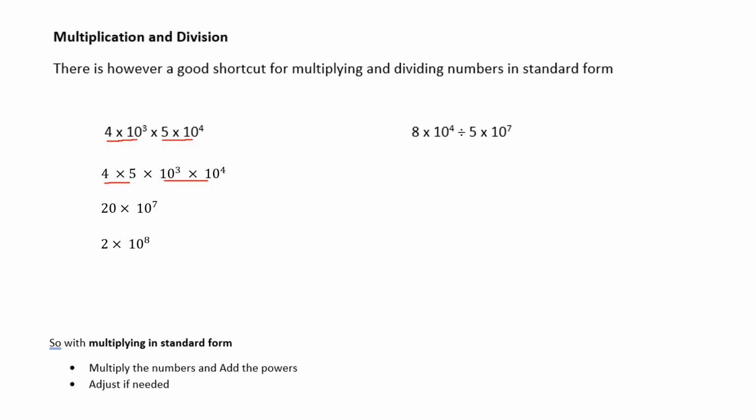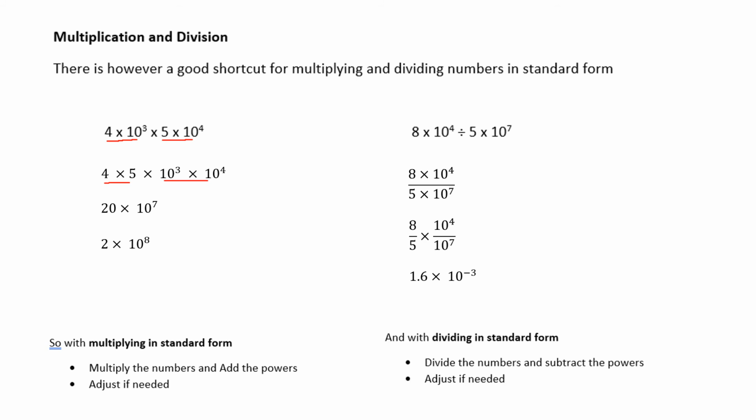For division, it's similarly quite easy. I'm going to rearrange it as a sort of fraction this time. So instead of saying divide by, I'm putting them all over a fraction. I'm then going to split that fraction up to be 8 over 5 times 10 to the 4 over 10 to the 7. And I'm going to do 8 divided by 5 is 1.6. And if we do 10 to the 4 divided by 10 to the 7, that's a subtraction of powers, we'll end up with to the minus 3. No adjustment necessary in that case because 1.6 is definitely between 1 and 10. So there we go, shortcuts.